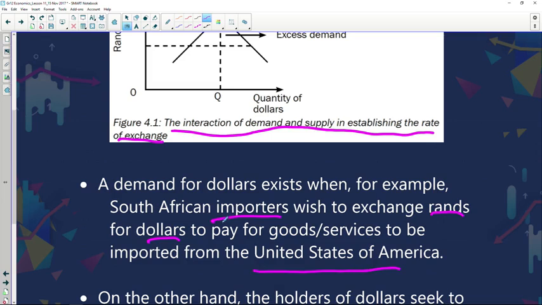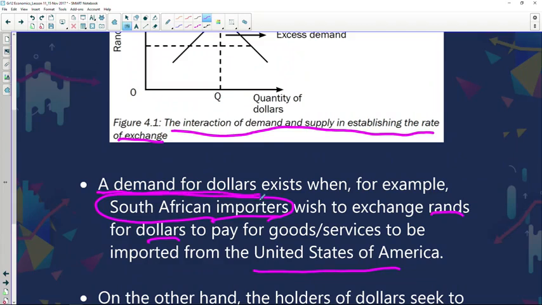So if we have the South African importers, people that import goods and services from the US, wanting to exchange the rand for dollars. Because in South Africa the rand is our currency, but now we want to buy products from the United States. So we want to pay them in dollars because they operate using the dollar as their currency. So we now need to exchange the rand to dollars so that we can actually pay them for the goods and services that we require.